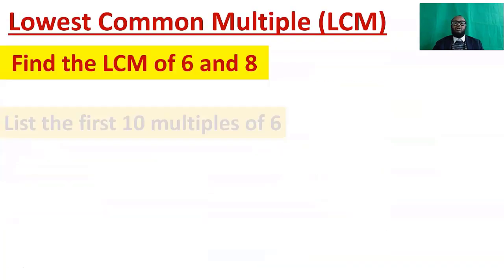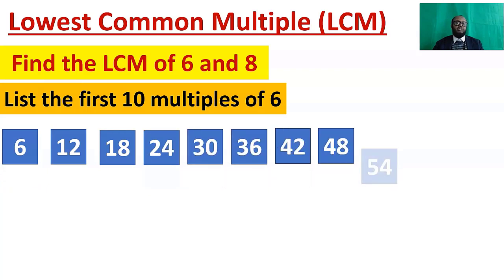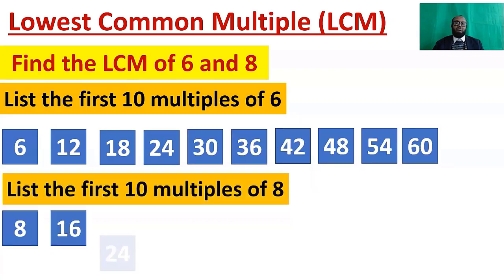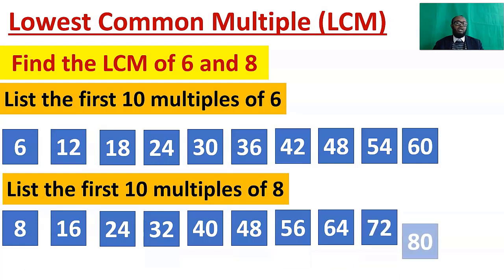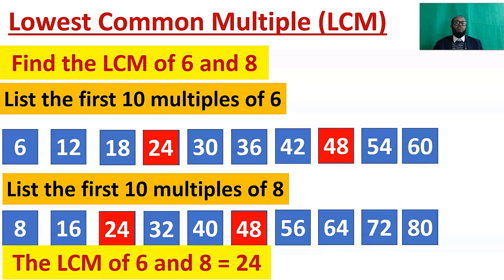Let us see the LCM now. To find the LCM, we need to get the multiples of each of the two numbers. So let us first take the first 10 multiples of 6, and the first 10 multiples of 8, and then let us see if they got any multiples in common. As you see, they got 24 in common, and they got 48 in common. The question is which one is lowest? 24 is lowest. So this is how you find the LCM of two numbers.